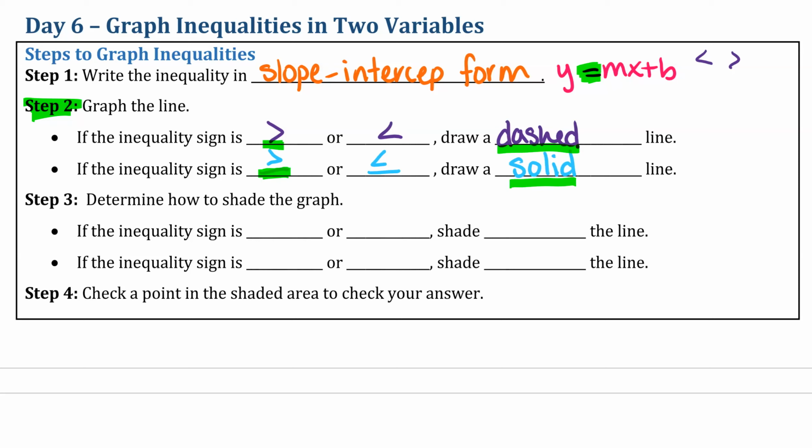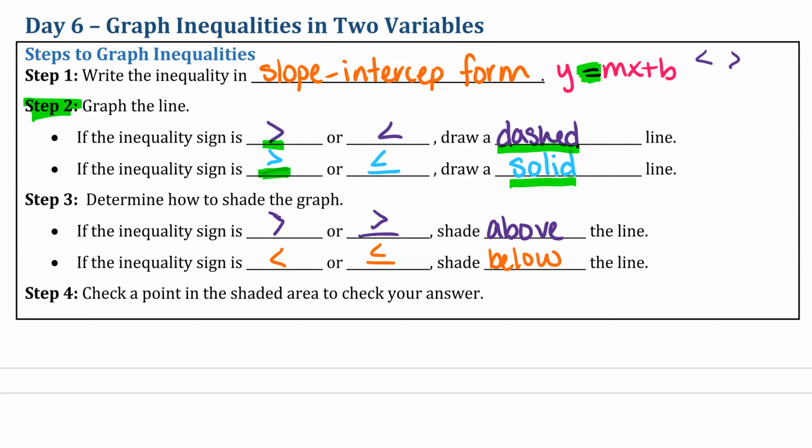Then there's going to be some shading. That's where we're going to use all the colors. If you have a greater than or a greater than or equal to, you're going to shade above where the big Y's are. That's how I remember it. And if it's less than or equal to, we're going to shade below where all the small y's are.